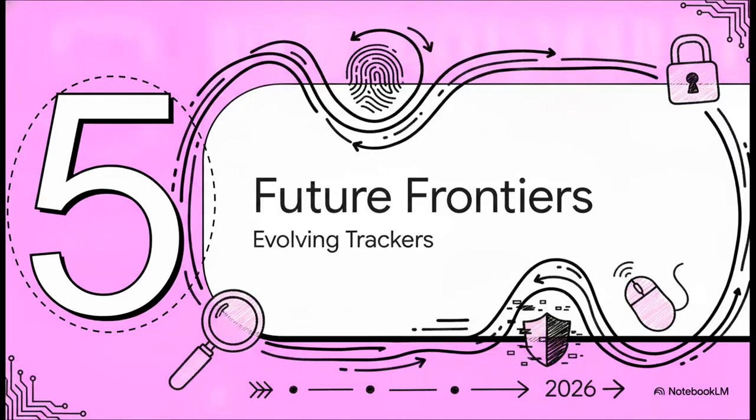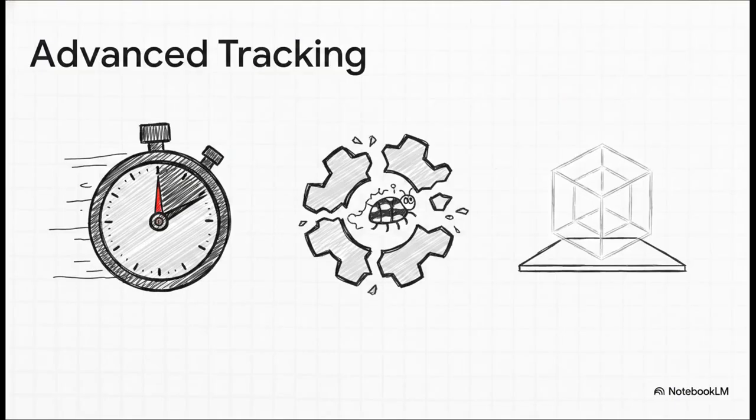Finally, Section 5, Future Fingerprinting Frontiers. The tracking industry literally never sleeps, and this cat-and-mouse game is rapidly escalating as we move through 2026. Trackers are no longer just looking at what your hardware can do, they're looking at how fast and honestly how flawed it is. Advanced techniques now include rendering timing analysis, where they measure the exact milliseconds it takes to render a scene just to profile your processing speed.